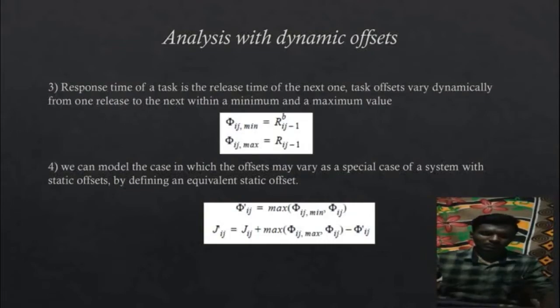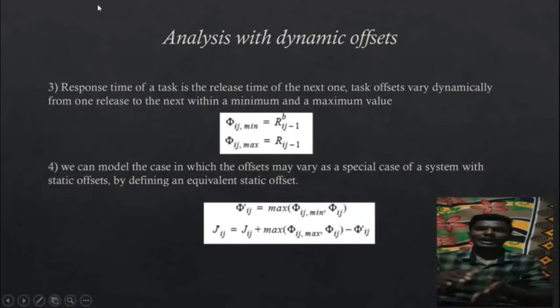Then we can model the case in which the offsets may vary as a special case of a system with static offsets. The static offset pi ij will be the maximum of pi ij minimum and pi ij of the current frame. Then we add the jitter to the maximum special time frame.